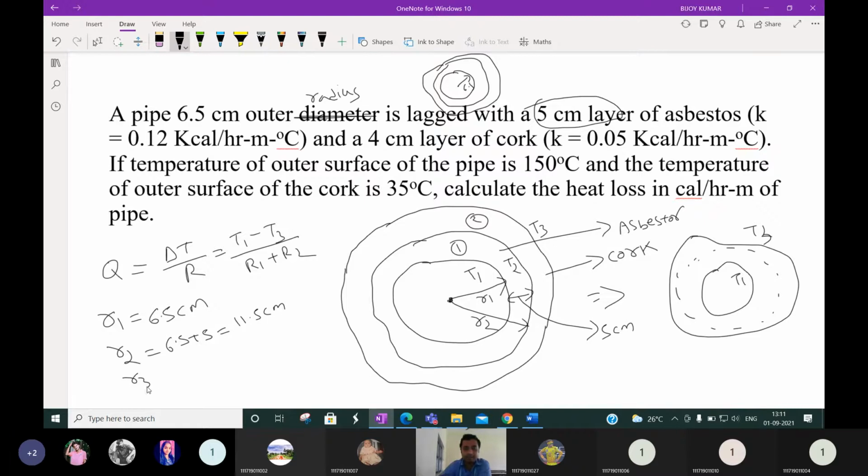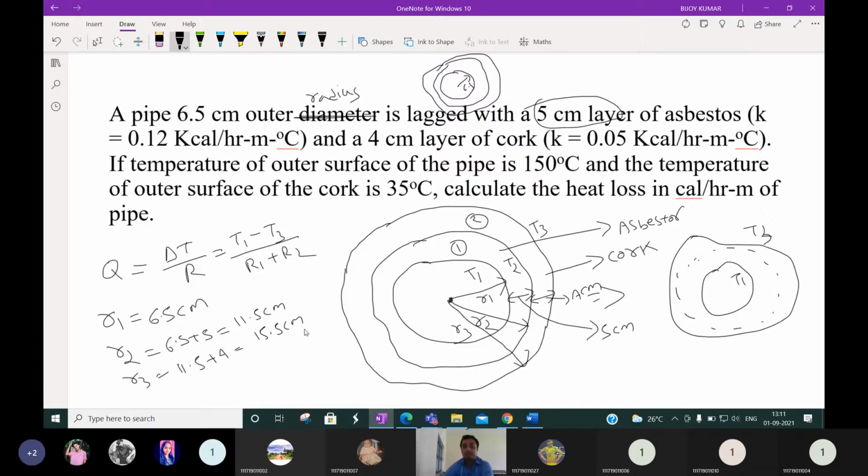Then R3. It is given a 4 centimeter layer of cork. Means this cork layer, which is the second layer, has 4 centimeter. So what will be this radius? The cork radius is R3. It will be 11.5 plus 4, or you can say 15.5 centimeter.